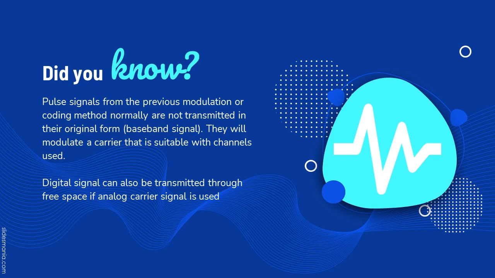Now we are going to talk about radio digital modulation. Did you know pulse signals from the previous modulation or coding method normally are not transmitted in their original form? They will modulate a carrier that is suitable with the channels used. Digital signal can also be transmitted through free space if an analog carrier signal is used.